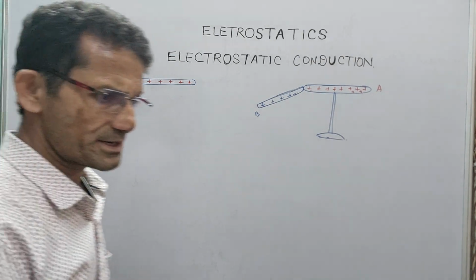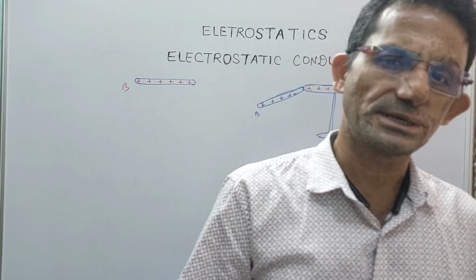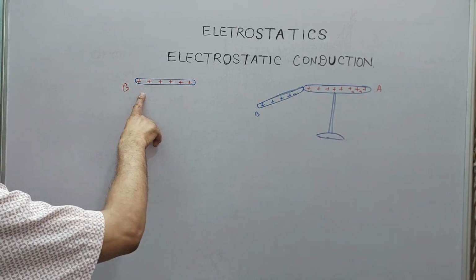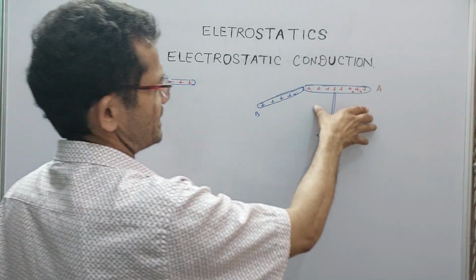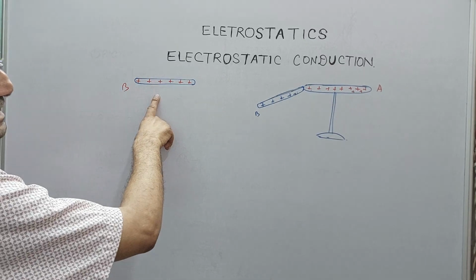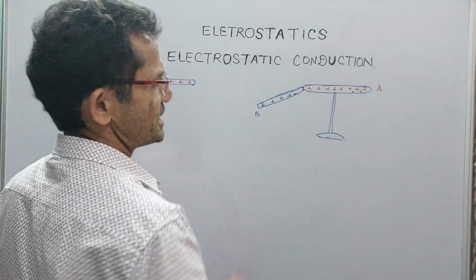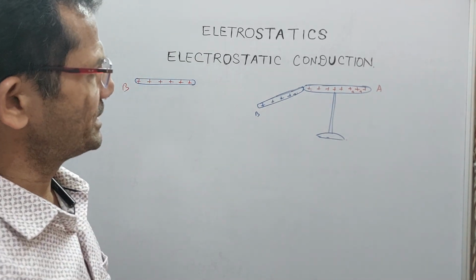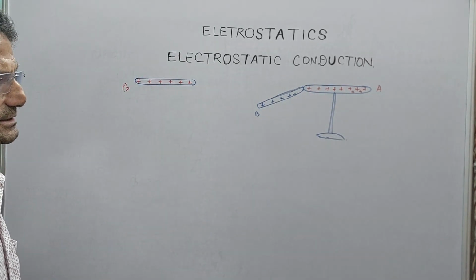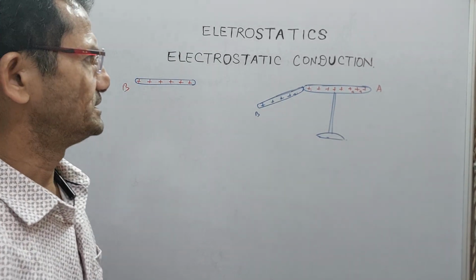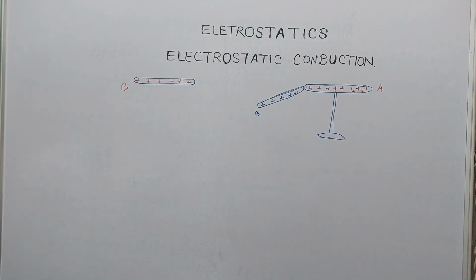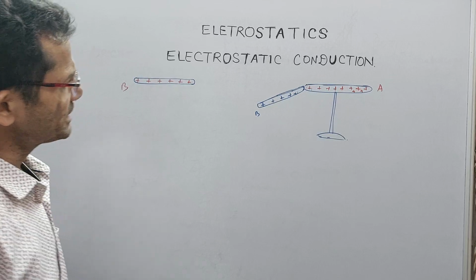So charge can be transferred if the objects are conductors. This is made of metals, and A is also made of metals. So it has positive charges, and the same charges we have transferred to the object A. So this is known as conduction. Conduction means by direct touching, and conduction will be possible only if these are made of conductors.